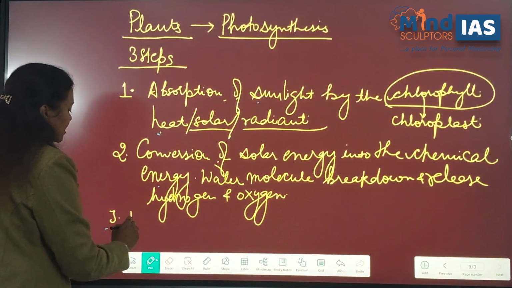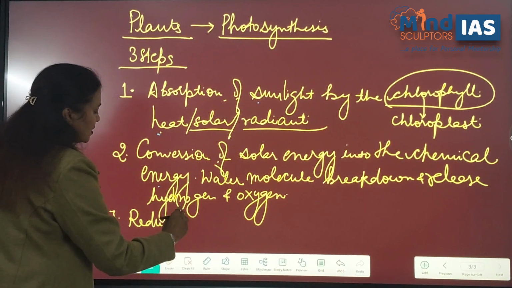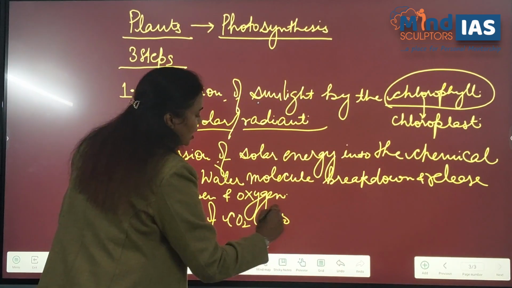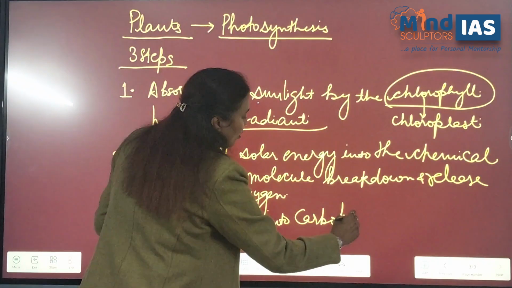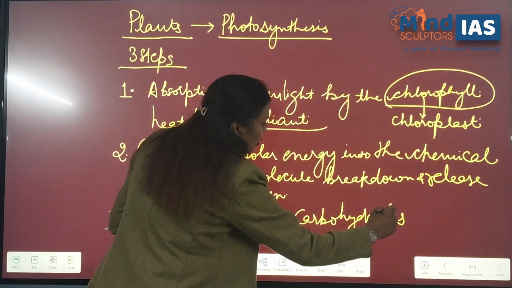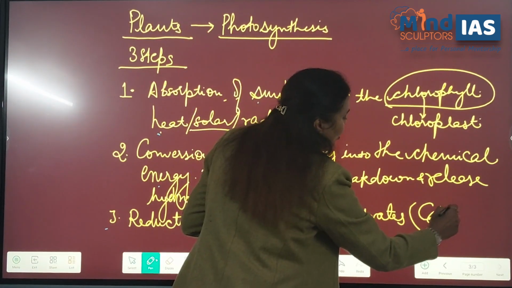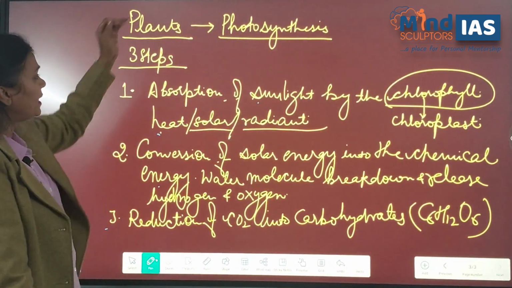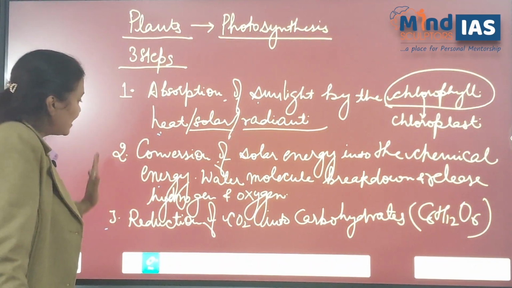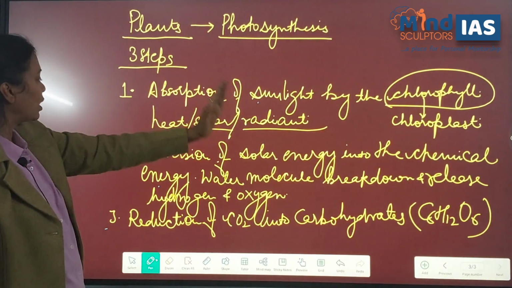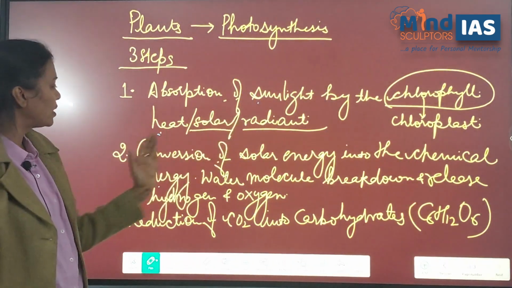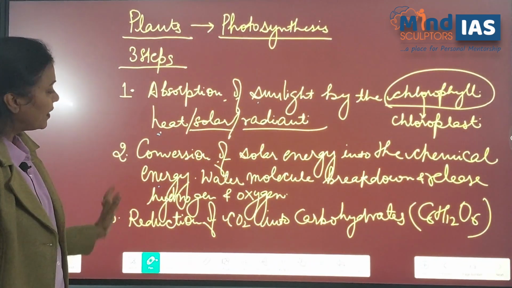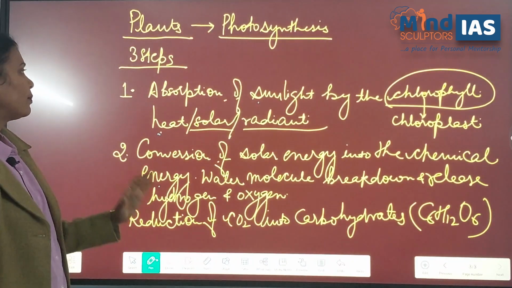The third step is reduction of carbon dioxide into carbohydrates, and that is in the form of glucose, C6H12O6. So the entire photosynthesis process is summarized in these three steps: absorption of sunlight by chlorophyll, conversion of solar energy into chemical energy and breakdown of water molecule into hydrogen and oxygen, and reduction of carbon dioxide into carbohydrate.